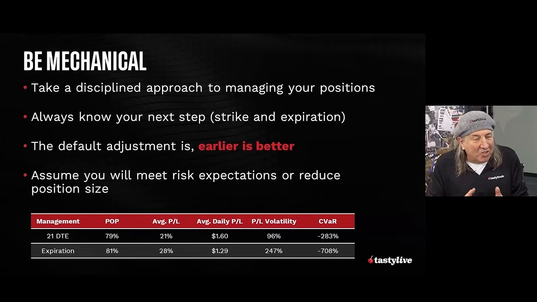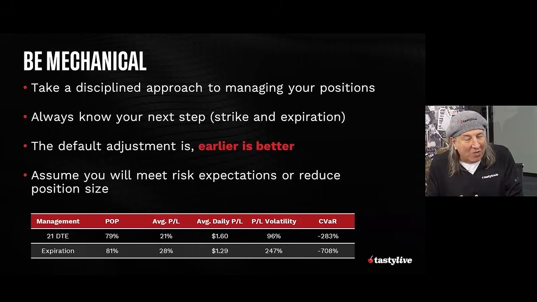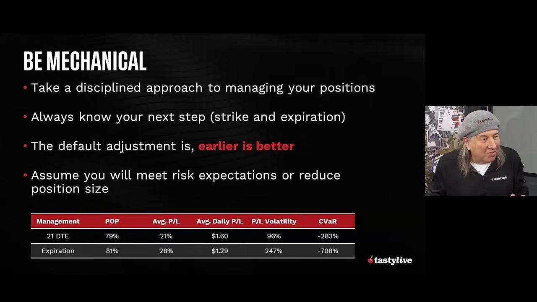If you can reduce your intraday swings by 2/3 and your outlier risk by 2/3, and you manage early and increase your daily P&L, you manage early. That's it. Case closed. There is no other argument to be made here for this.